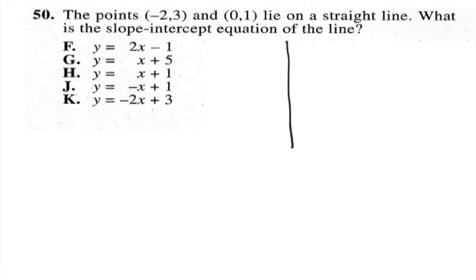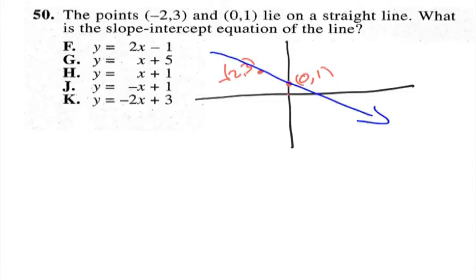If we draw this line out, you'll see that we have the points -2 on x and 3 on y. -2, 3. And we have the point 0 on x and 1 on y. 0, 1 is this point right here. All right? So when we look at those, right away we can tell that our line is going down. So we're going to have a negative slope. So that would narrow us down to just answers J and K.